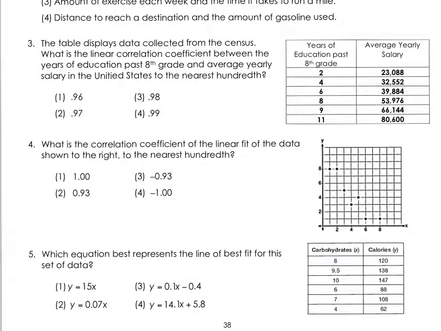We're going to jump down to question 3. Question 3 says the table displays data collected from a census. What is the linear correlation coefficient? So the key word in here is, what is the correlation coefficient between the years of education past 8th grade and average yearly salary in the United States to the nearest hundredth. So that means that I need to find the R value. Remember that that's what correlation coefficient is.